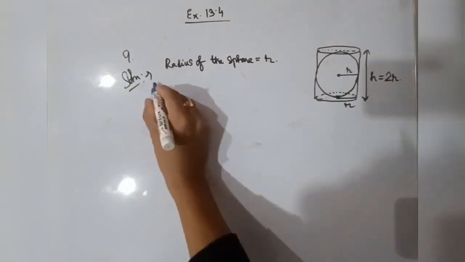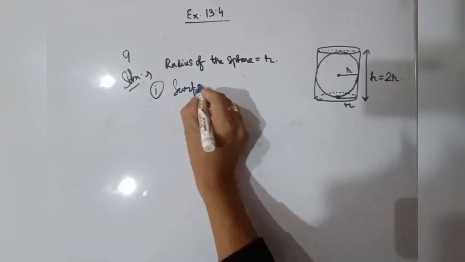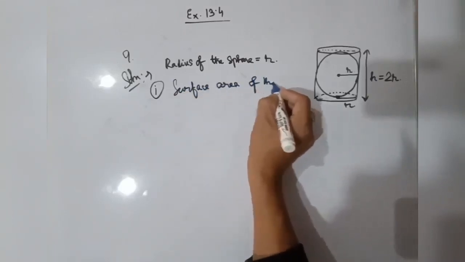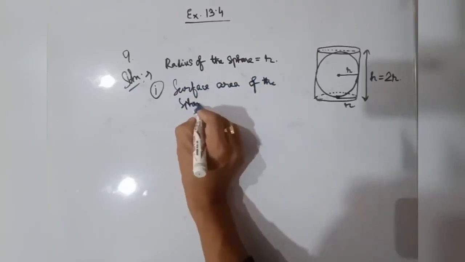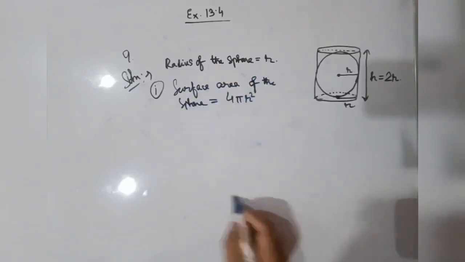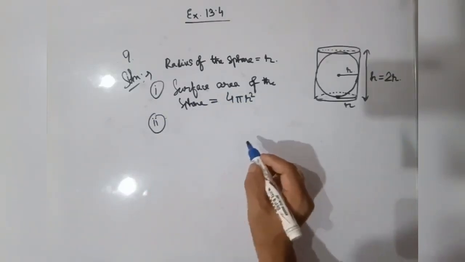So that will be equal to the surface area of this sphere, which will be equal to 4 pi r square. And for Roman number 2, there is the curved surface area of the cylinder.